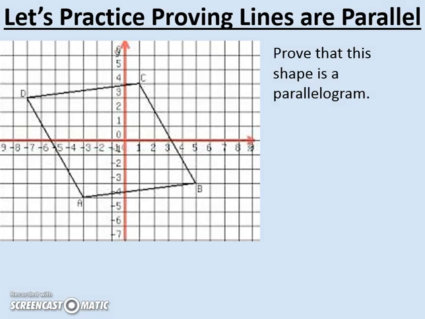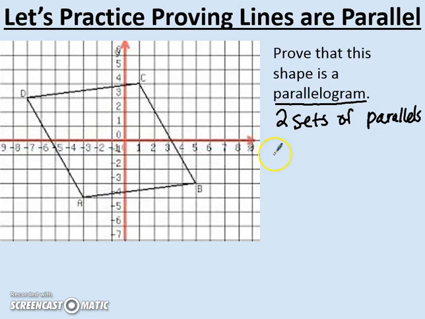Let's now look at another example. In this example, we are going to prove that a shape is a parallelogram. Now, to prove that it's a parallelogram, you have to understand the definition of a parallelogram. A parallelogram is a quadrilateral with two sets of parallel lines. Okay? Now, if it said trapezoid, it would only be one set that you'd have to prove, but we have to prove two in this example.